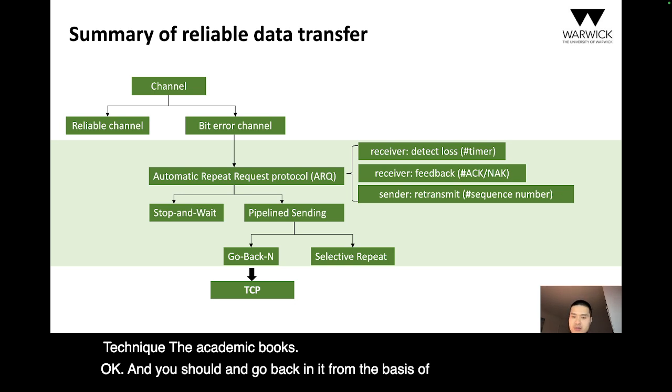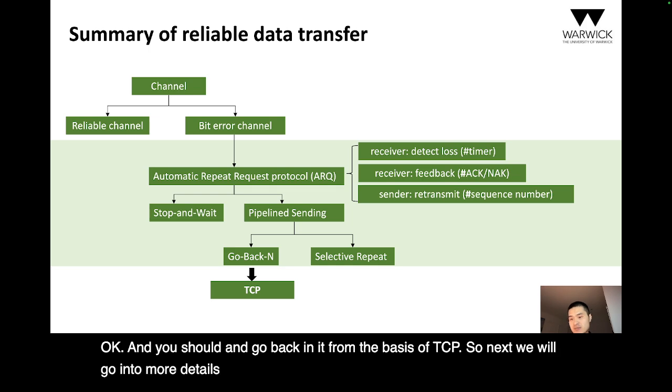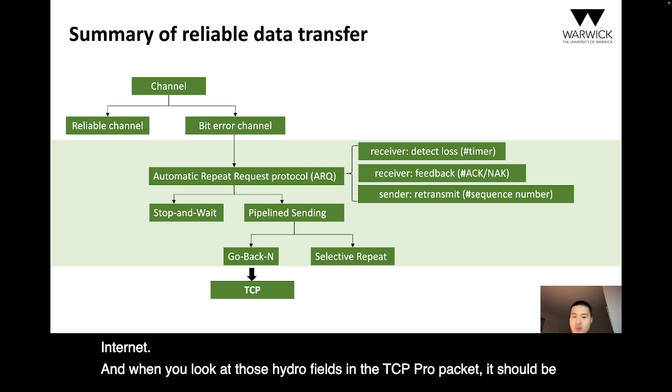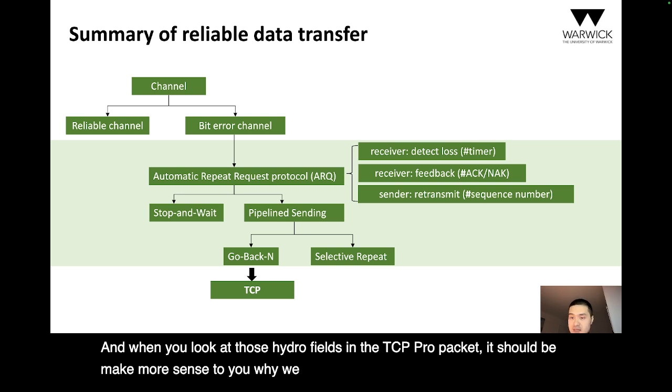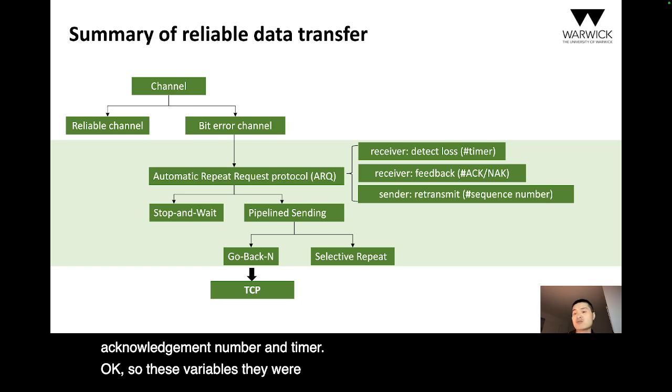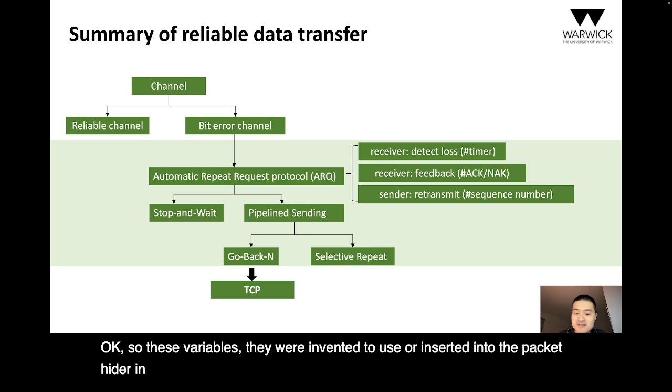So next we will go into more details about TCP, which is a fundamental protocol on the internet. And when you look at those header fields in the TCP packet, it should make more sense why we need sequence number, acknowledgement number, and timer. Okay, so these variables were invented and inserted into the packet header in order to achieve the same target, which is reliable transfer.